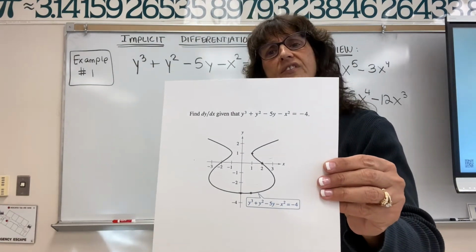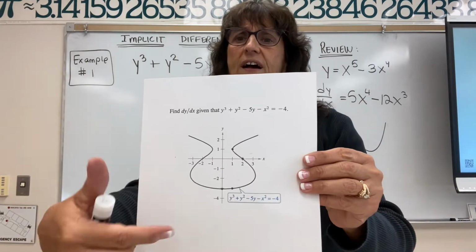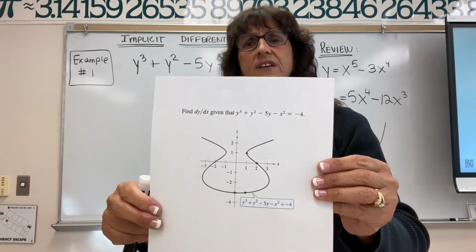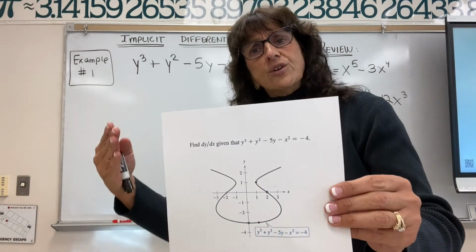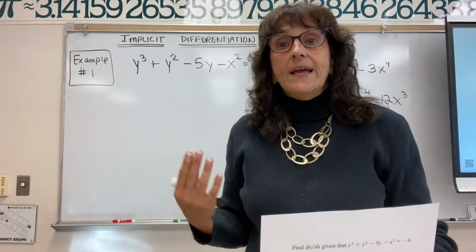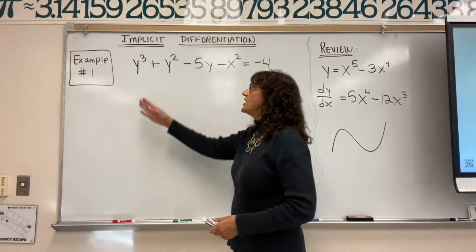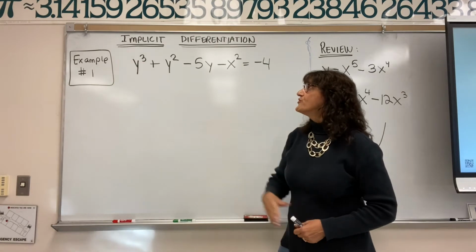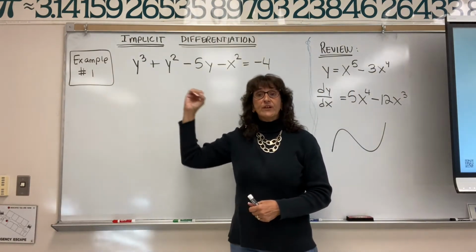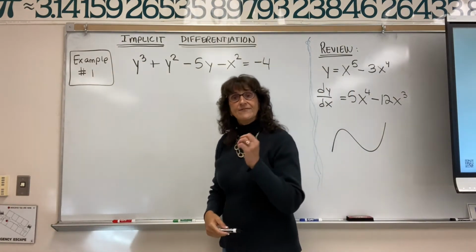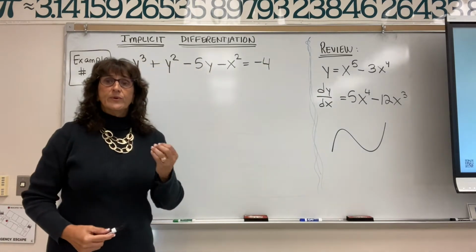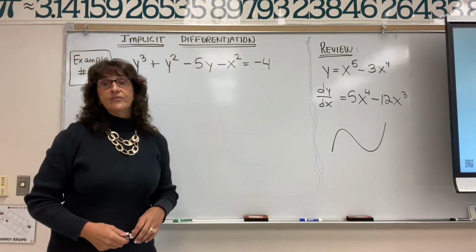But just because it's not a function, can we still find the derivative? Can we still get a rate of change at each of these infinitely many points? Sure we could. We just have to do this implicitly instead of explicitly. So this is where implicit differentiation comes in. What you do first with these curves is go to every single term, and we want to differentiate every single term with respect to x.